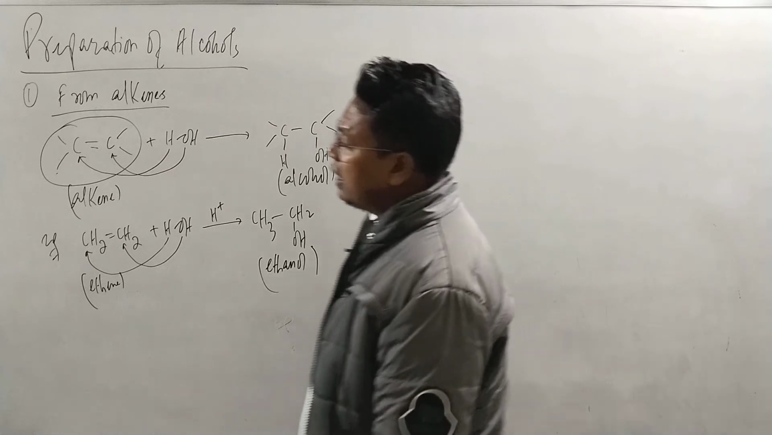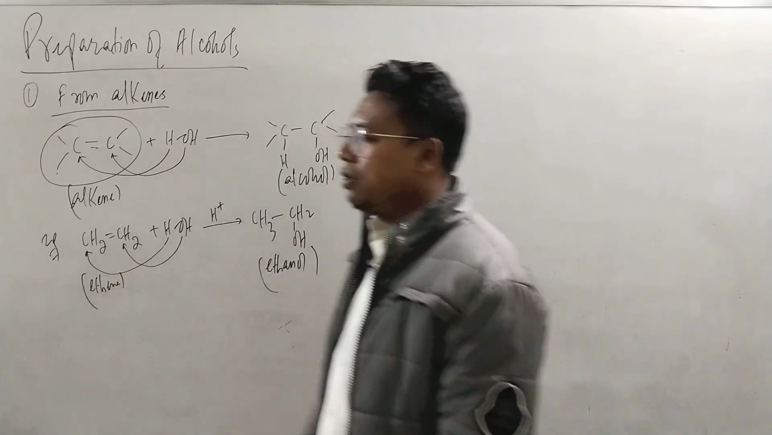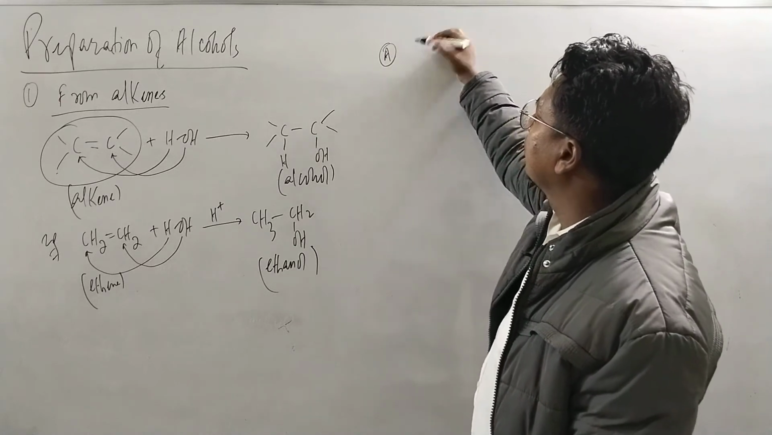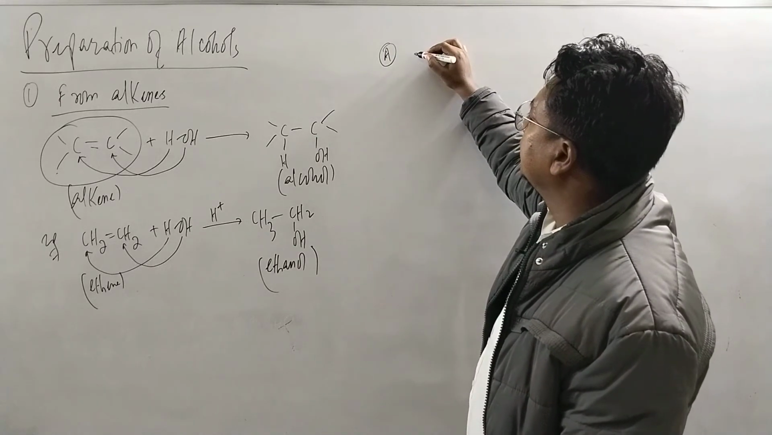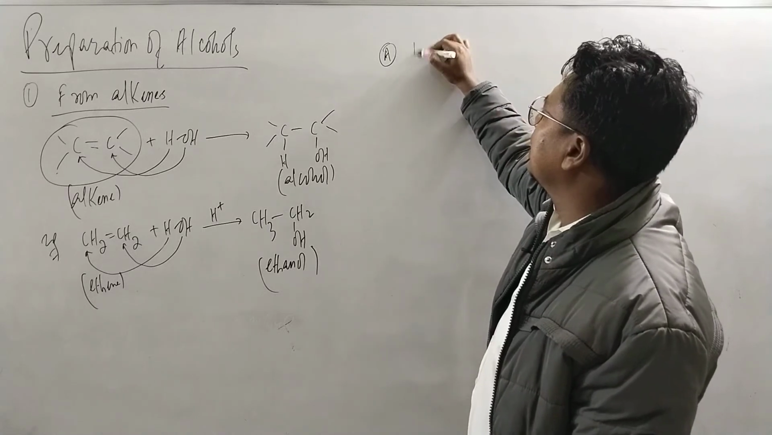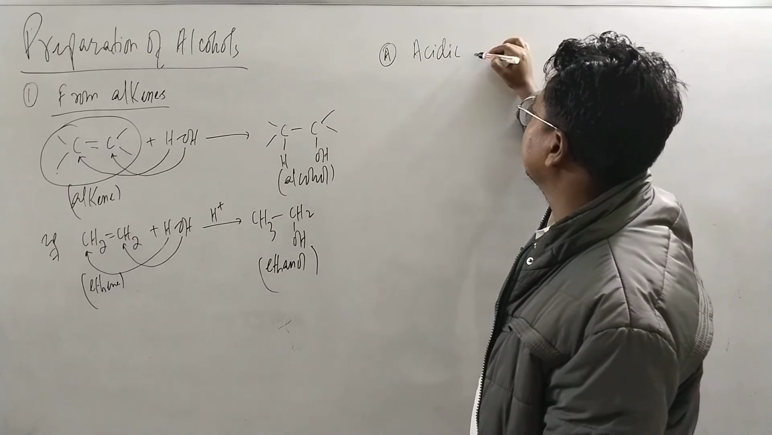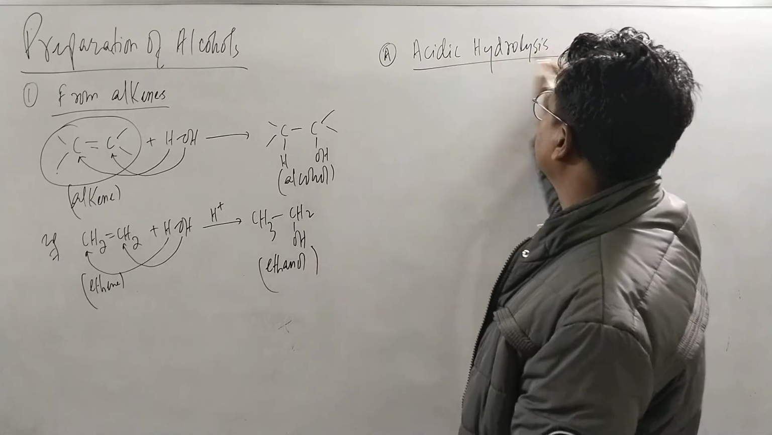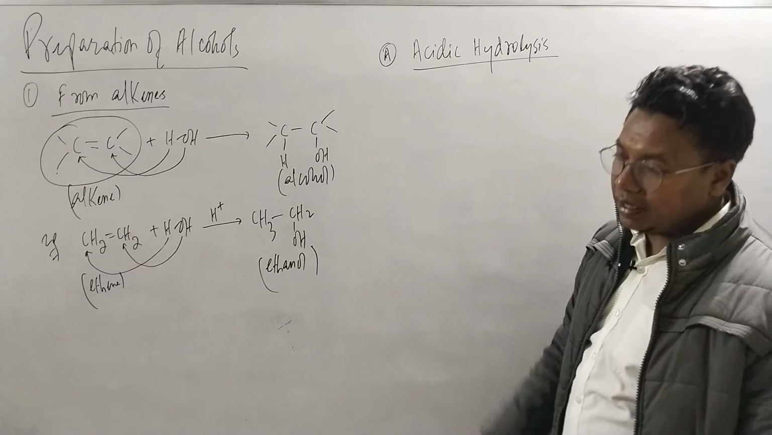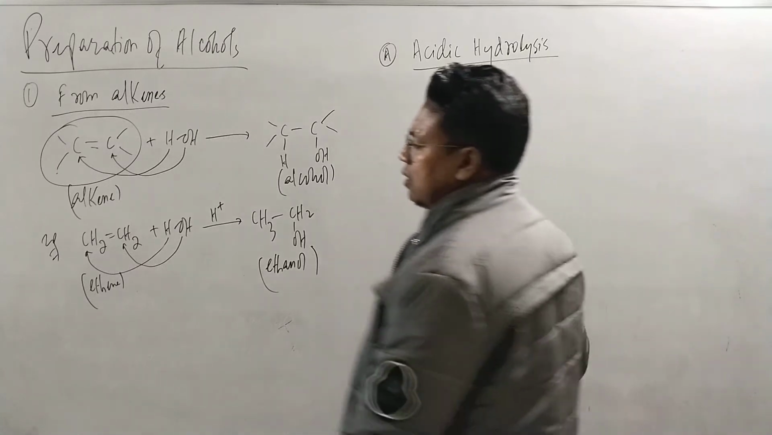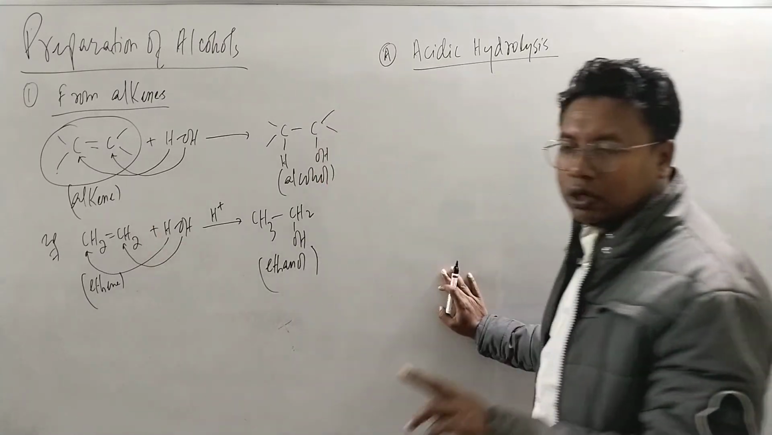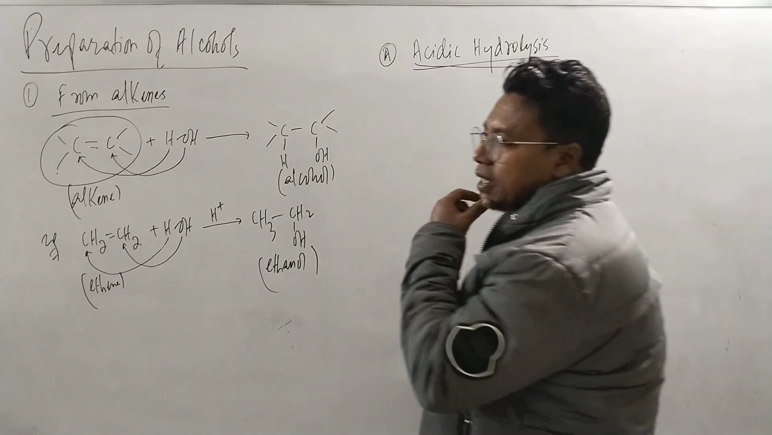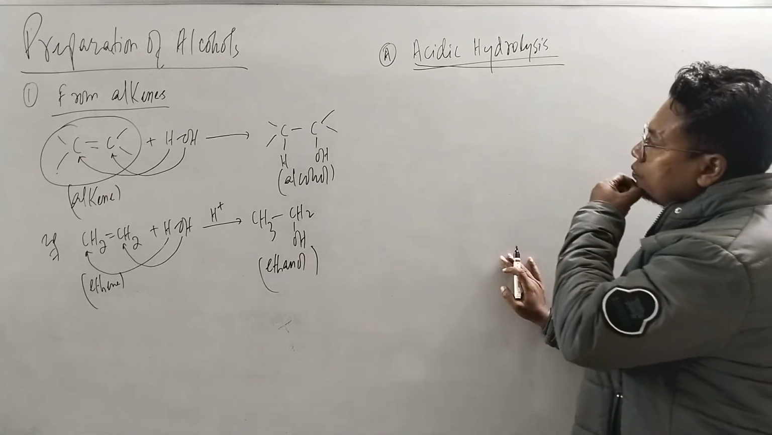Now, if the alkene is unsymmetrical, then we must follow some rules. The first is acidic hydrolysis. Water is added in presence of an acid to an alkene, and if that alkene is unsymmetrical, then Markovnikov's rule will be followed. Addition of water will take place according to Markovnikov's rule.